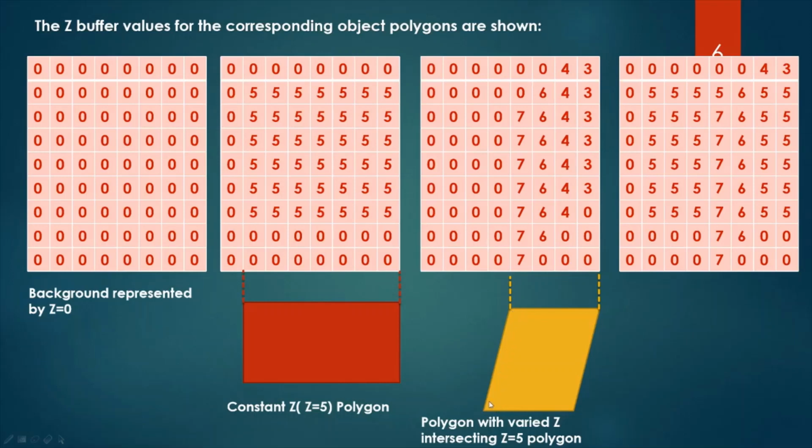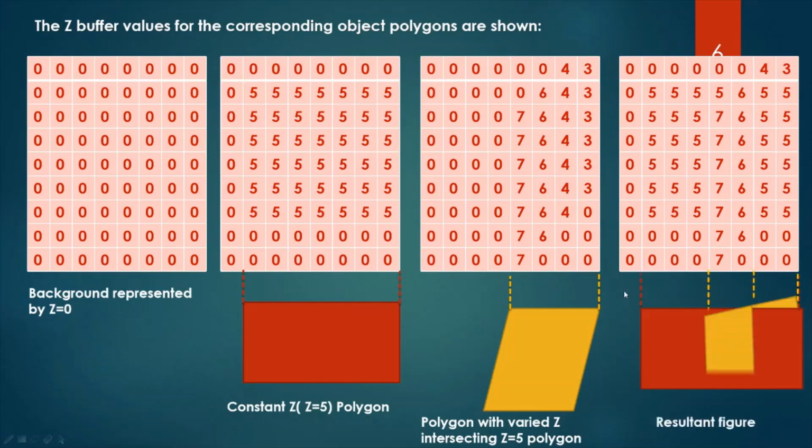This face is closer, so it is 7. Then it is the intersecting polygon, then 6, then 4, and then 3 in this way. Now when these polygons intersect the first polygon, this one becomes the resultant figure. So what is the Z buffer value?